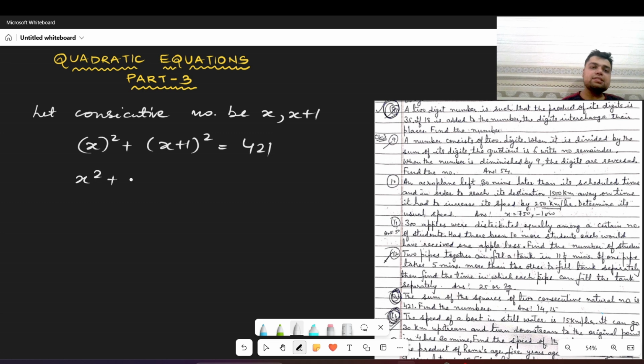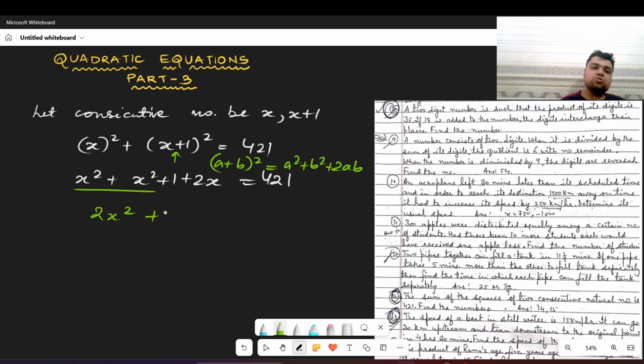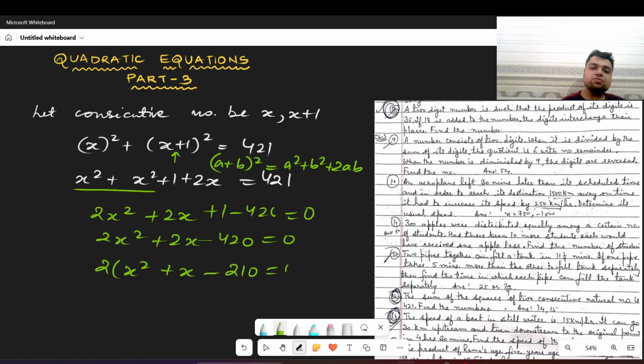So x square plus x plus 1 whole square, that is x square plus 1 plus 2x, equals 421. Now what I did here, I just applied a plus b whole square, that is a square plus b square plus 2ab. So it will become 2x square plus 2x plus 1 minus 421 equals 0. So 2x square plus 2x minus 420 is equal to 0. I can take 2 common, x square plus x minus 210 equals 0. So this will be the quadratic equation.